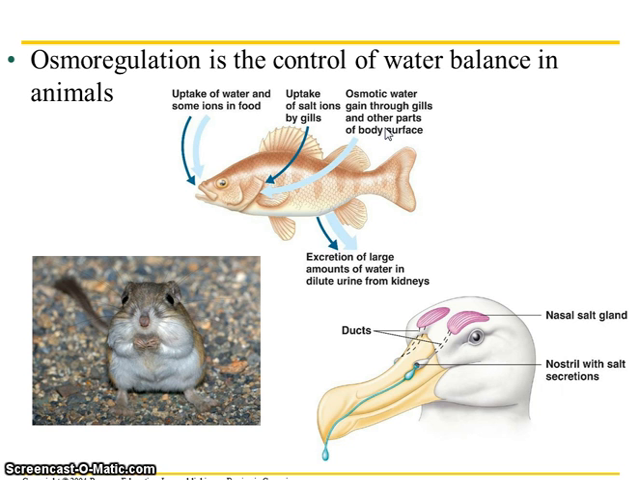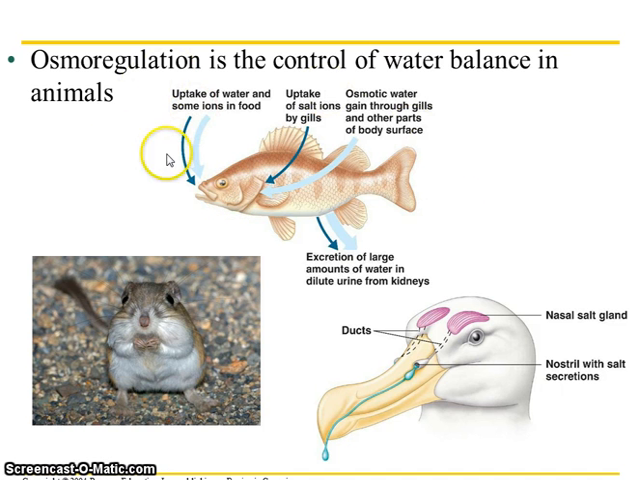Think about it. If a fish is in freshwater, that's like a hypotonic solution. So it has to have a way to get rid of lots of water. So in this example, they excrete large amounts of dilute urine, very watery, from their kidneys. They take salt in through their gills to help maintain normal levels.